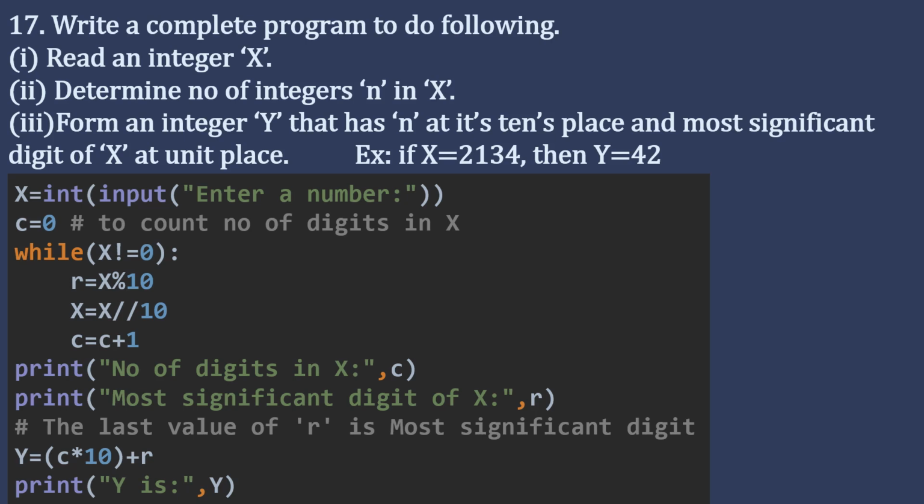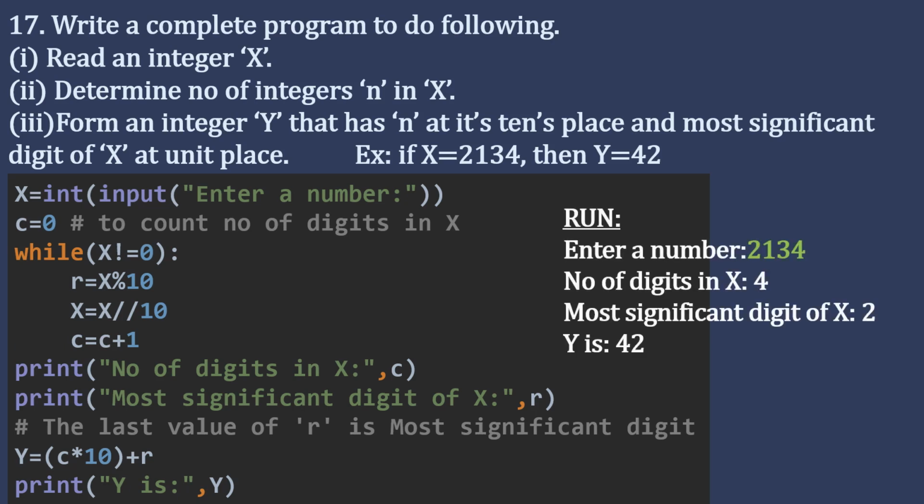Now it will print the most significant digit of x is r, because the final value of r will be the most significant digit of x. That means the last value of r is the most significant digit. And y will be calculated like this: c into 10 plus r, because c is at the tens position. So c into 10 will give you the value at the tens position, plus r. So your value will be printed.